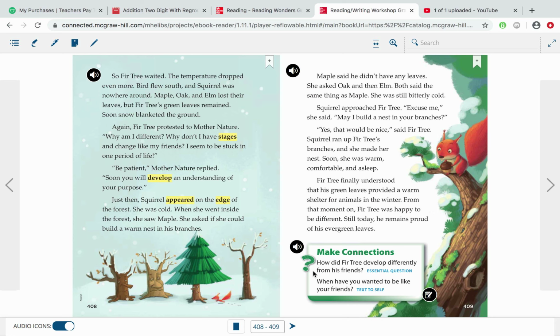Now, a text to self connection. When have you wanted to be like your friends? I know that my friend Mrs. Reeves is so kind to others and always puts other people first. And I know that that's something that I can do better and not be as selfish, but put others first and to think of others. She has always been that way. And by the way, her birthday was yesterday on Sunday, so maybe you can give a shout out to our friend Mrs. Reeves. She'll take a look at Dojo at some point today. But when have you wanted to be like your friends?